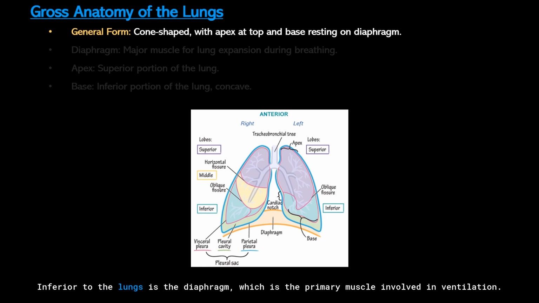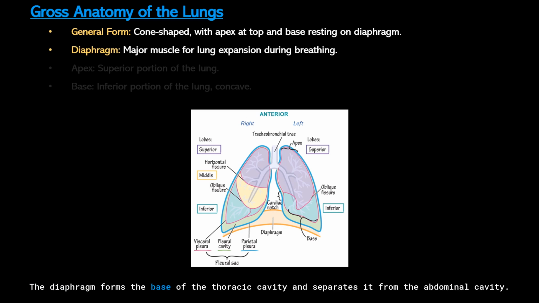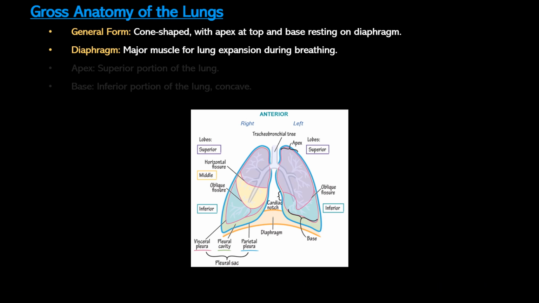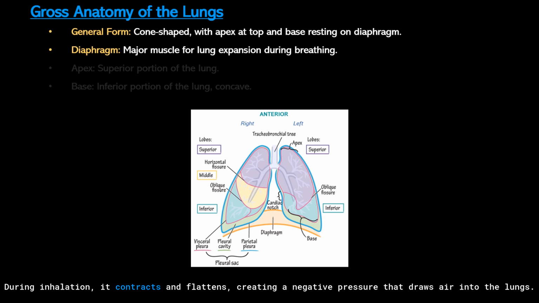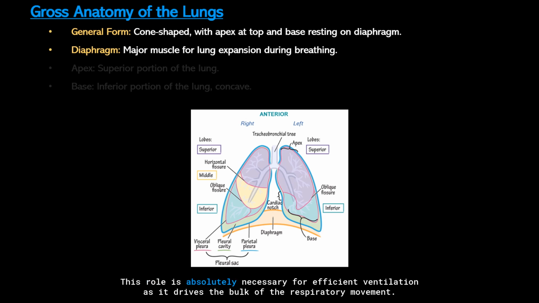Inferior to the lungs is the diaphragm, which is the primary muscle involved in ventilation. The diaphragm forms the base of the thoracic cavity and separates it from the abdominal cavity. During inhalation, it contracts and flattens, creating a negative pressure that draws air into the lungs. Its role is absolutely necessary for efficient ventilation as it drives the bulk of the respiratory movement.